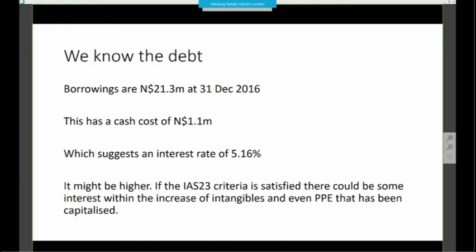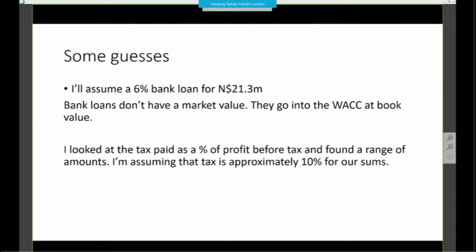So although the statement of profit or loss is showing a 1.1 million cash cost for interest, it could be that the company's incurred a higher cost of interest, some of which has been capitalised into the intangible assets. So I suppose, and partly because I don't like fiddling about with 5.16%, I'm going to assume that we've got a 6% bank loan. And of course, bank loans don't have a market value, so they would tend to go into the weighted average cost of capital calculation at book value.